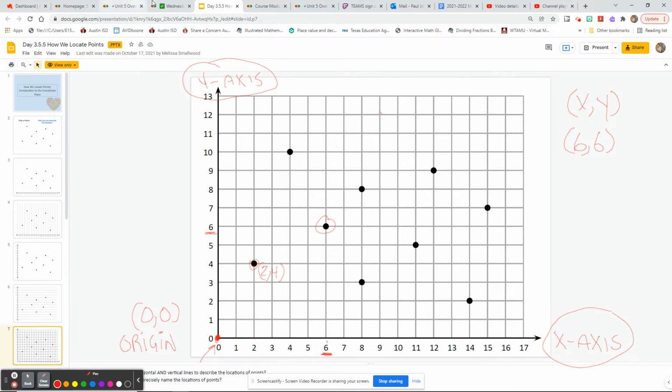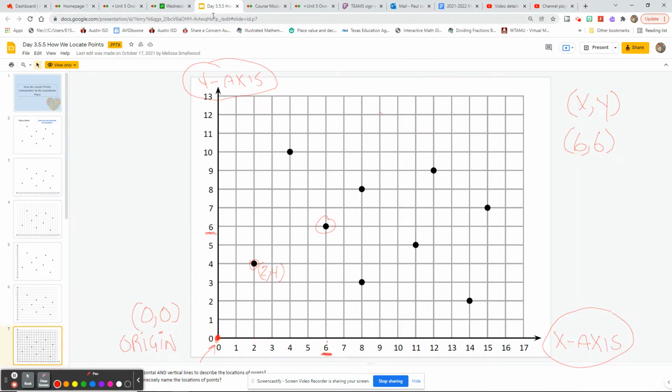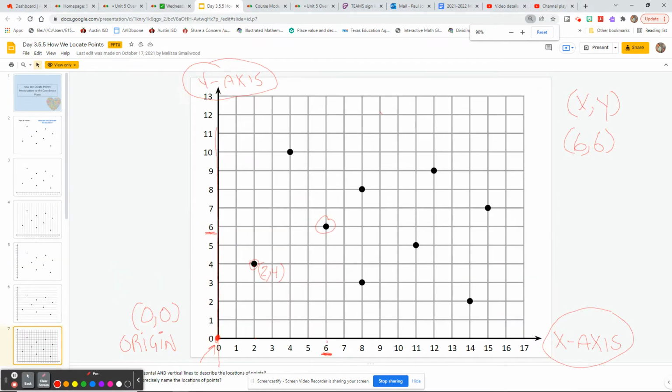Now the reason why it says that we are going to graph in the first quadrant is because there's actually 4 sections to the coordinate plane. These lines, the y-axis and the x-axis, really just go on for a long time. So this is the part of the graph that we're looking at, but this is only quadrant 1. There's 3 more quadrants that you'll learn later, but you don't know negative numbers yet.